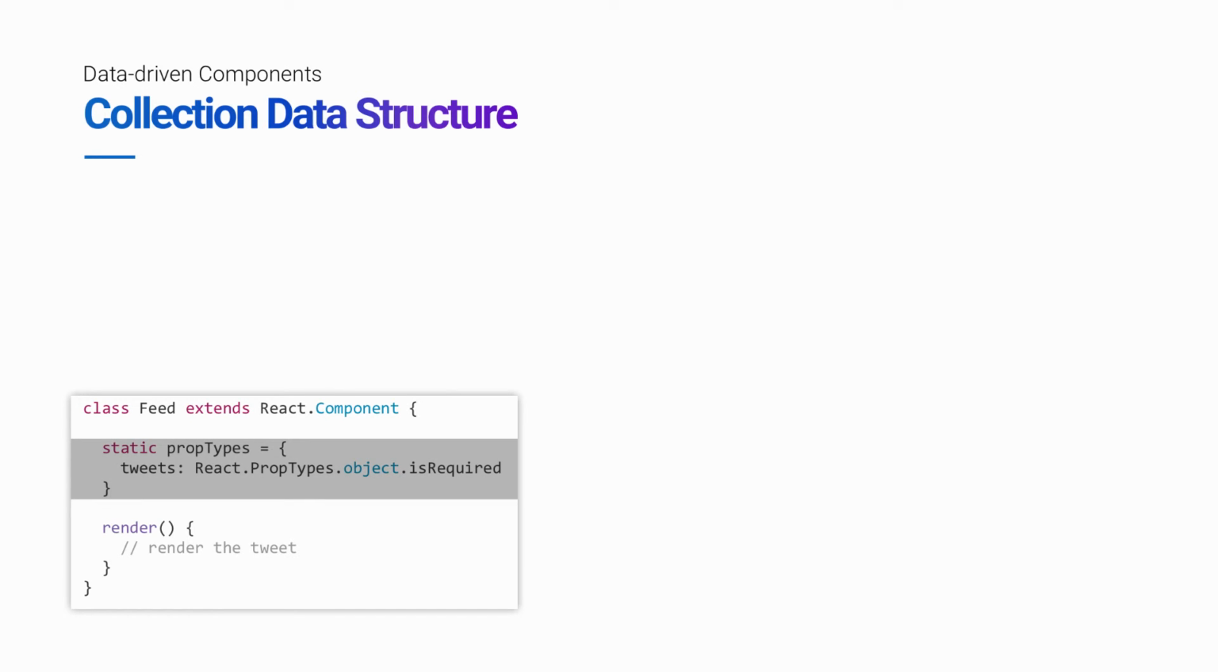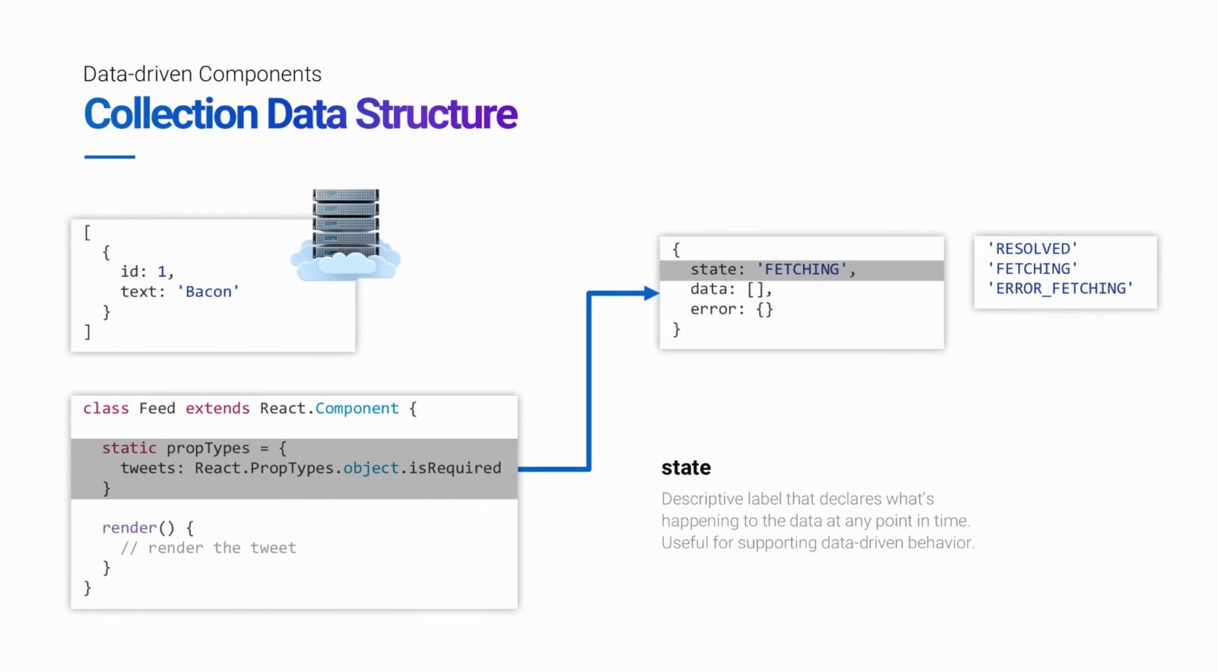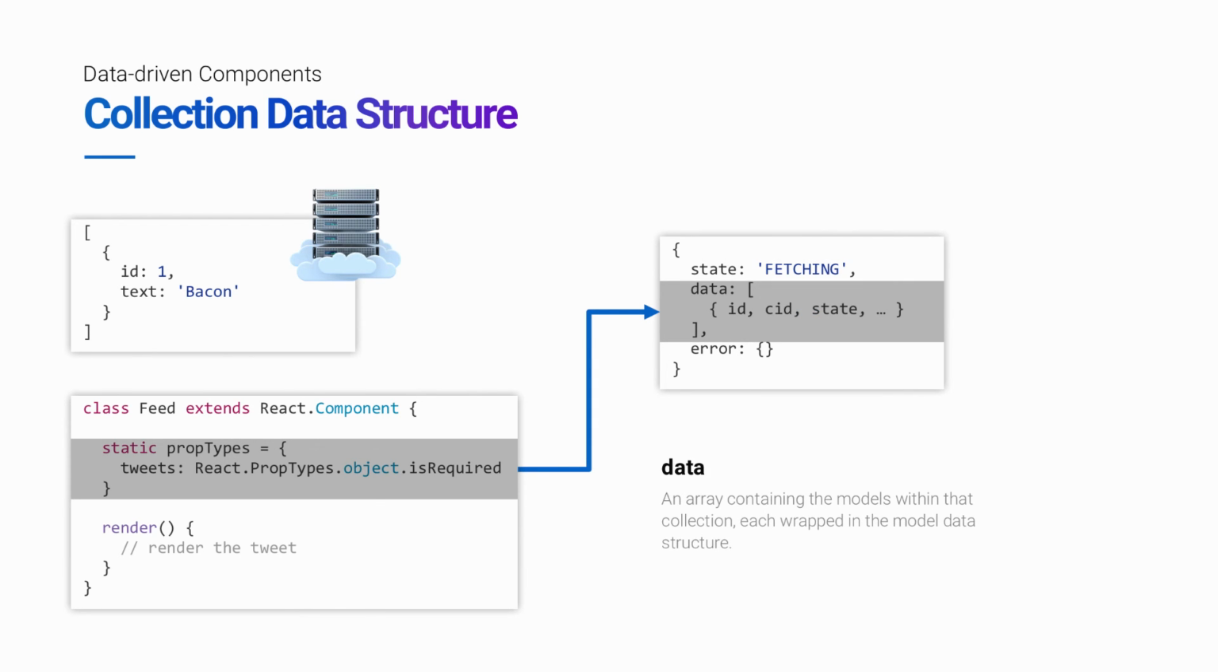So if we switch our tweet component over to a feed component, then we can look through the same example, but for what happens for a list of tweets. So here we're going to use the same simple data structure from the server, but it's going to be an array that we need to pass around the application. So once again, Lore wraps this data in a data structure, and the structure is always going to be an object. And for collections, we're also going to have a state field, but it's going to be simpler. It's mostly just going to represent whether data is being fetched or if there is an error. The data structure is going to be an array of the information from the server, but in this case, each of these is going to be wrapped in the data structure we just covered.